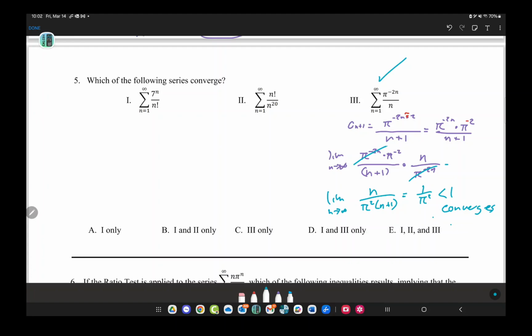So yeah, because it did end up being negative, that's the only reason it converged. If it had been positive, it would not have converged.